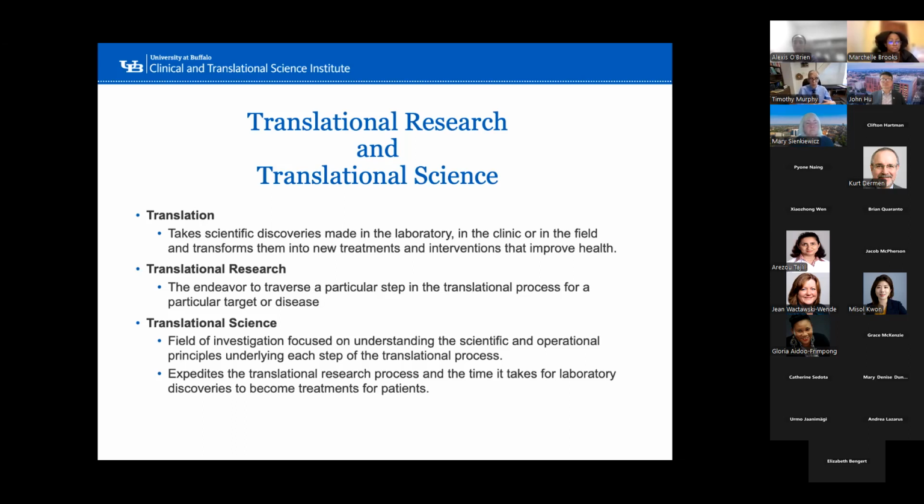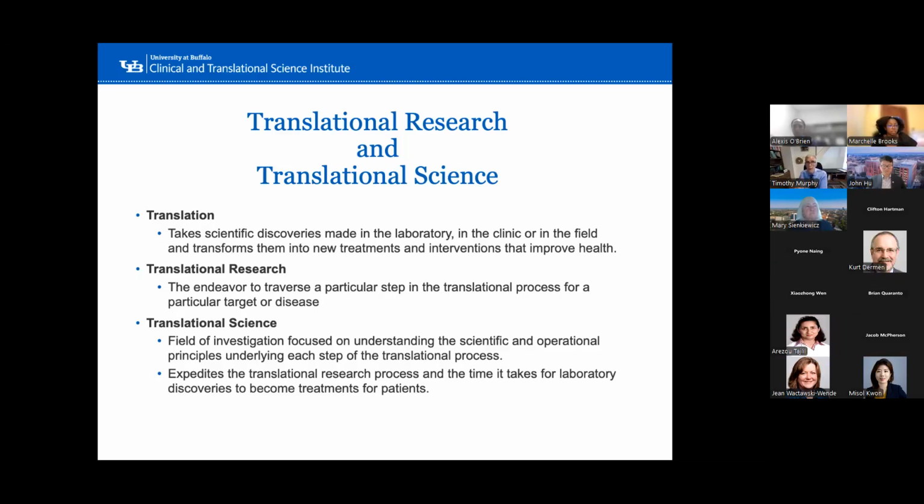Translational research is a project in that particular step. Might be drug development, might be testing a vaccine, might be testing a behavioral intervention for a particular disorder. And then translational science is actually the field of investigation to understand those principles in the steps in the translational process. Or the other thing to think about it is, I'm going to show you this incredibly long, inefficient, expensive translational pipeline. How do we reduce that? How do we make that more efficient? And that's what translational science is.